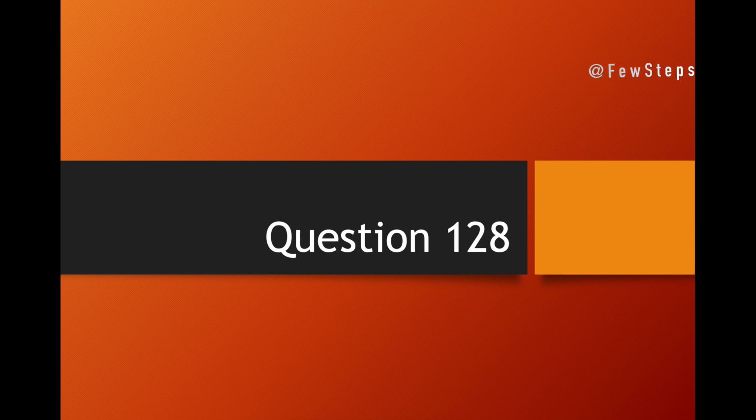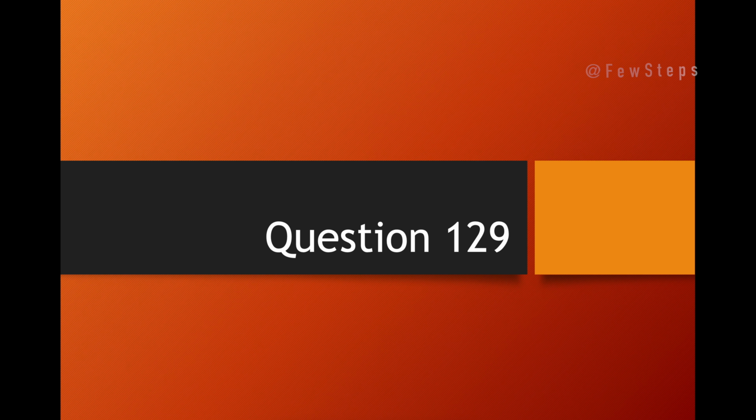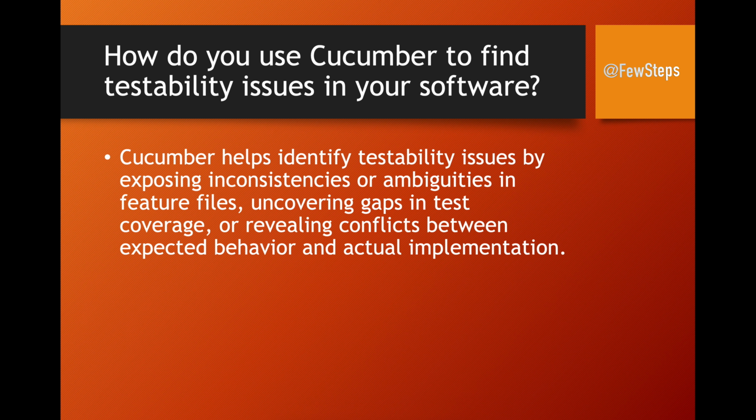Question 128. How do you use Cucumber to improve the testability of your software? By writing Cucumber scenarios in a natural language format, focusing on user behavior, and collaborating with stakeholders, Cucumber enhances the testability of software.